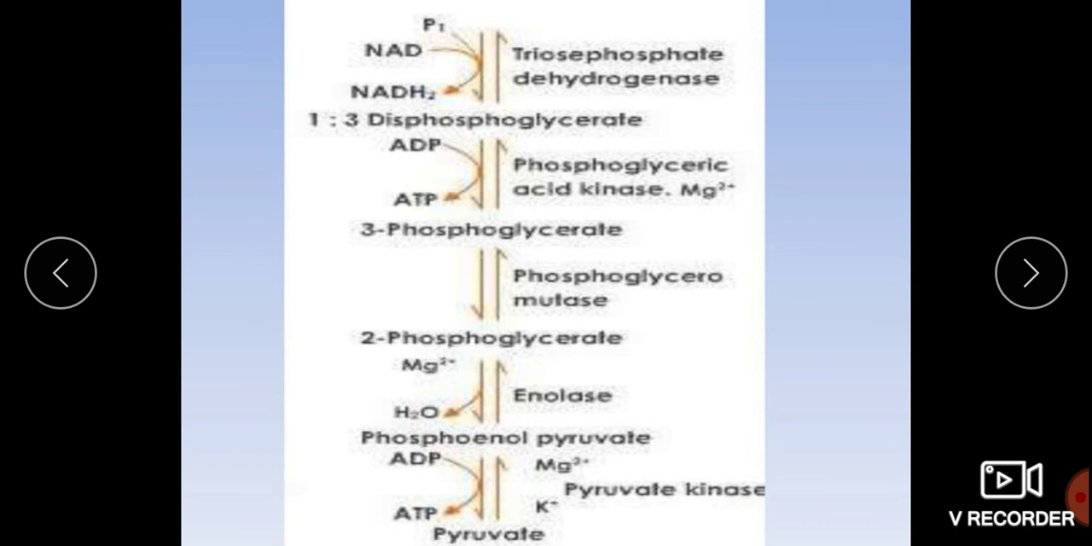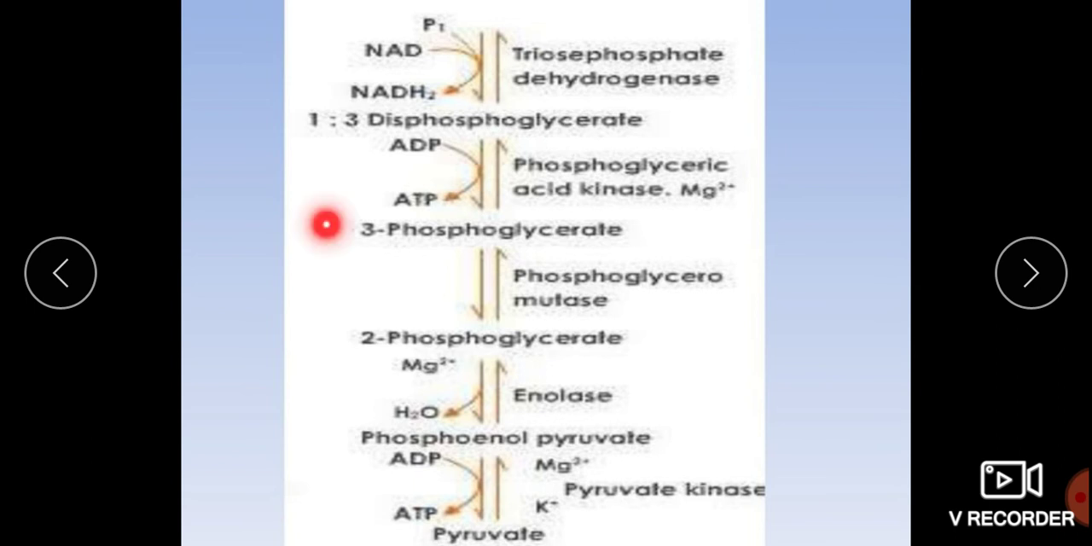The enzyme is phosphoglyceric acid kinase, and this reaction is a reversible reaction, and for activity of phosphoglyceric acid kinase enzyme, magnesium ions are necessary.